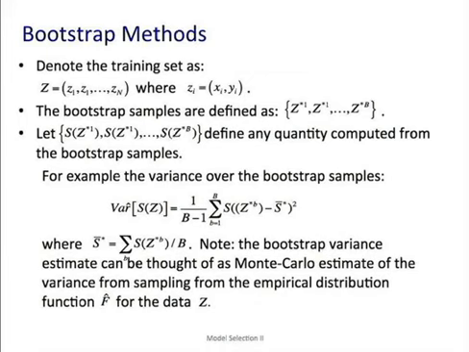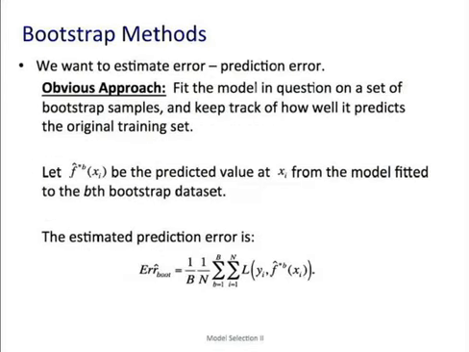So this is the training set as I defined it. The bootstrap samples are all defined as Z-stars. You can compute any quantity. For example, you can do a variance estimate, a mean estimate, a t-statistic, clustering, stability. So this is very useful. I'm going to keep going here.